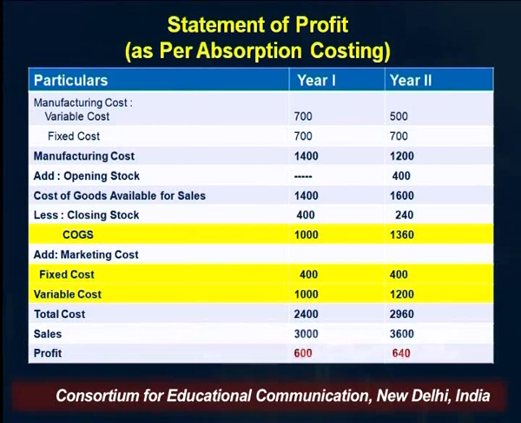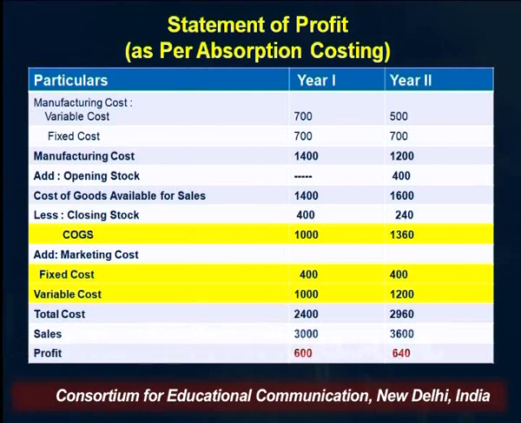I have to subtract closing stock. Now while calculating closing stock, I told you previously in the working note that this closing stock is valued by considering both the costs, that is variable as well as fixed manufacturing cost, which is 1400 here. So 1400 is divided by 1400 units, and we got the value of 1 rupee per unit. Multiplied by 400 units, we got a value of 400 rupees. Cost of goods sold is here.